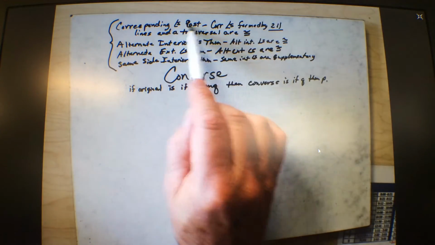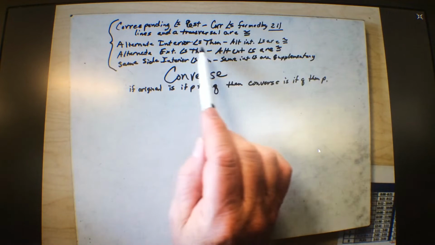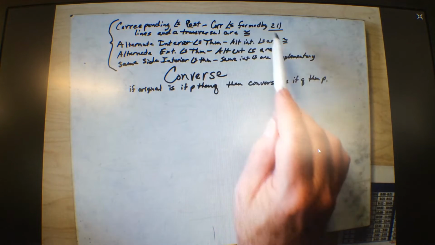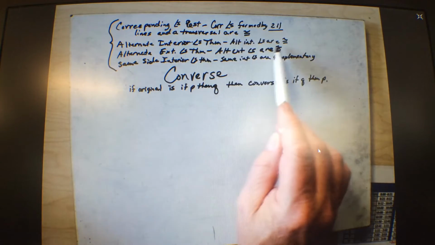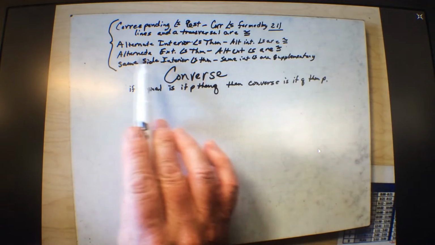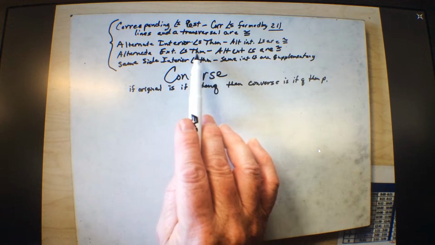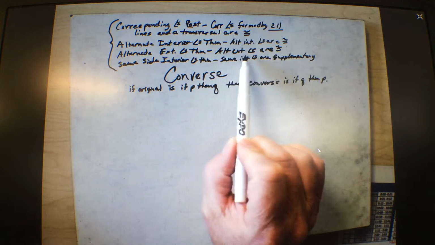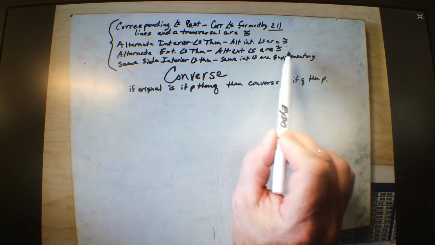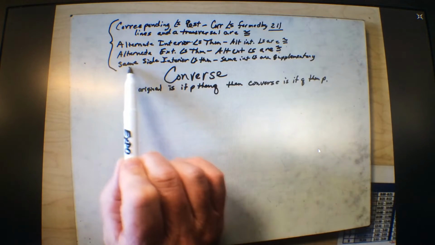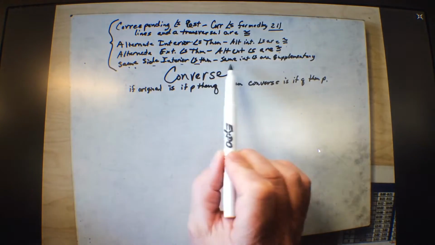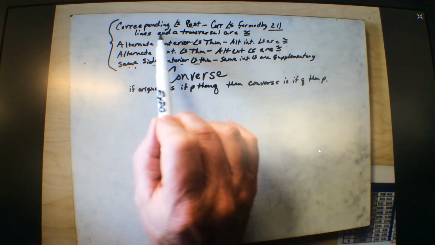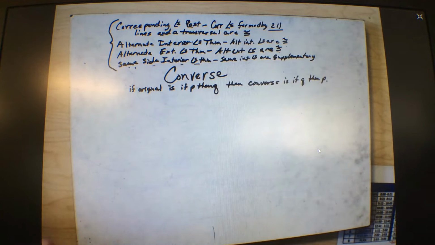That's a postulate. Then we learned the alternate interior angles theorem, which said alternate interior angles formed by two parallel lines and a transversal are congruent. And then we learned the alternate exterior angles theorem, which said alternate exterior angles formed by two parallel lines and a transversal are congruent. And then we learned the same side interior angles theorem, which said same side interior angles formed by two parallel lines and a transversal are supplementary.